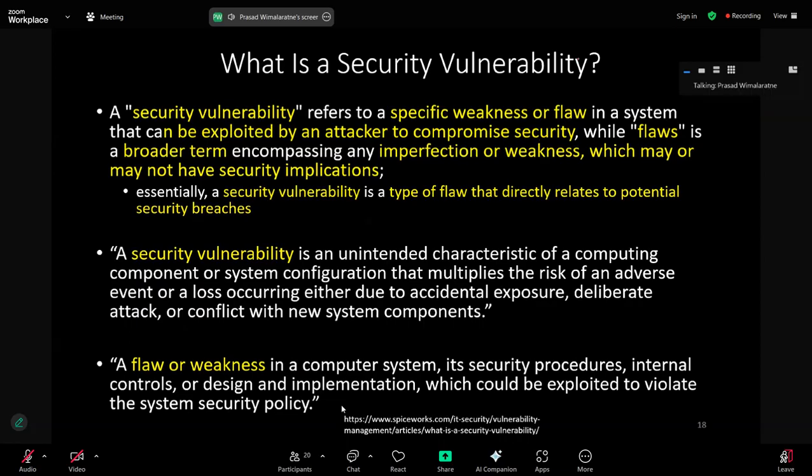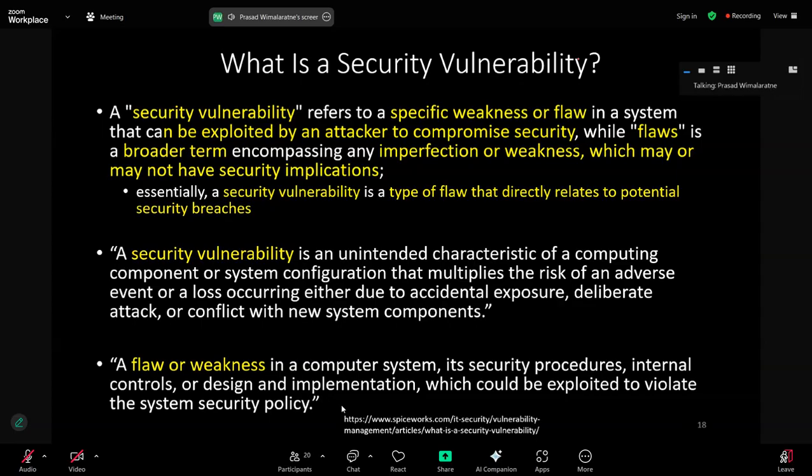So just to recap and refresh your memory, I'm sure you'd have learned some of these basic things I talk about in the very first couple of slides. So what is a security vulnerability? Well, it's a specific weakness in a system that can lead an attacker to compromise the system. But when you say flaw, it's basically a broader kind of meaning or term.